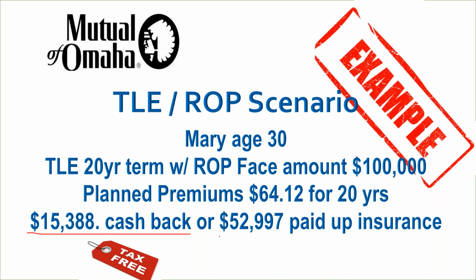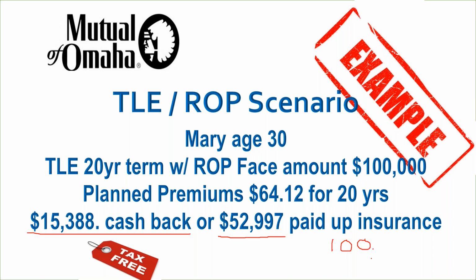She tells Mutual, you know what? You keep the $15,000. Mutual will give her $52,997 of paid up insurance, which she never has to make a premium on ever. And I don't have a list here, but that insurance is paid up until age 100.